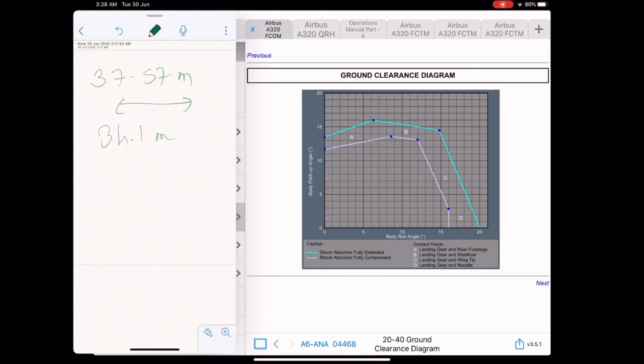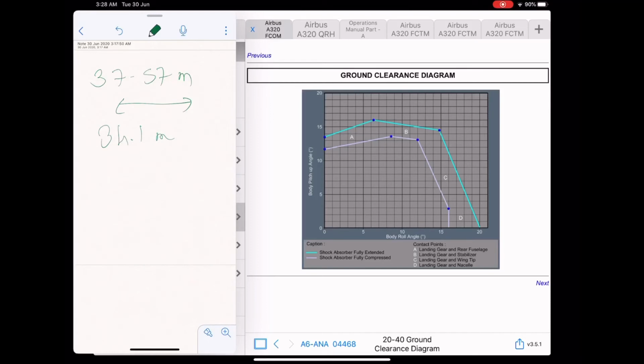Again, the magenta line shows the shock absorber fully compressed, and the blue line is with it fully extended. The A, B, C, D points, as we can see, are the contact points for the fuselage, stabilizer, wingtip, and nacelle. So where exactly would it touch the ground at a given body pitch up angle of the airplane?